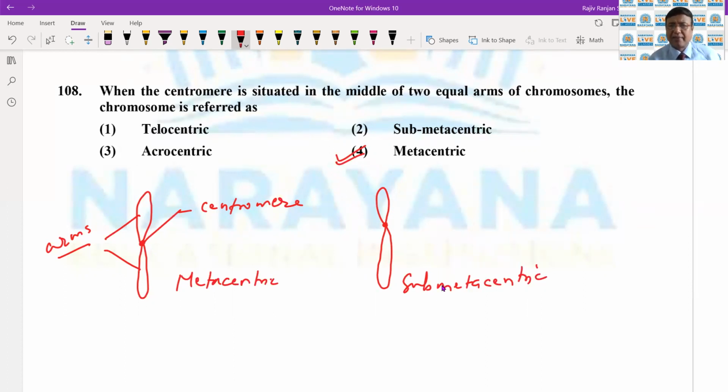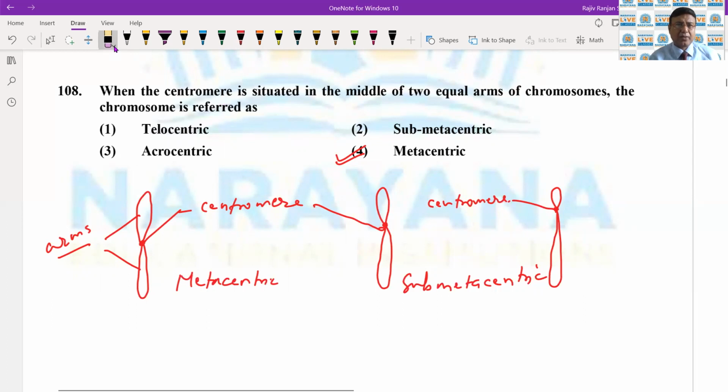As we see in the case of X chromosomes, it is the submetacentric condition. The centromere is slightly away from the middle of the chromosome, and the two arms are unequal. When the centromere is near one end, one arm is very long and the other arm is very small. This condition is called the acrocentric condition, as we see in the case of the Y chromosome.